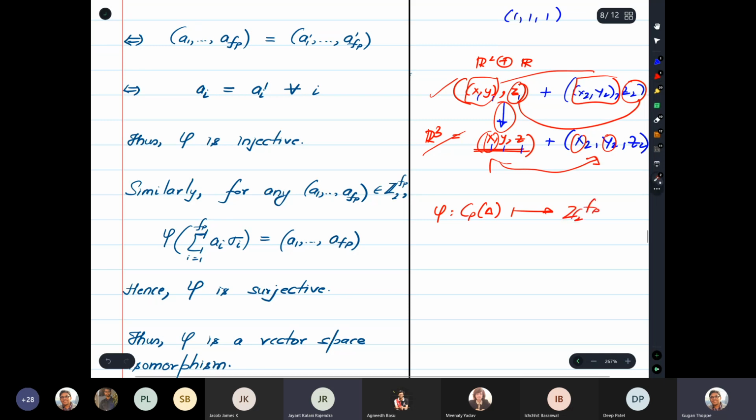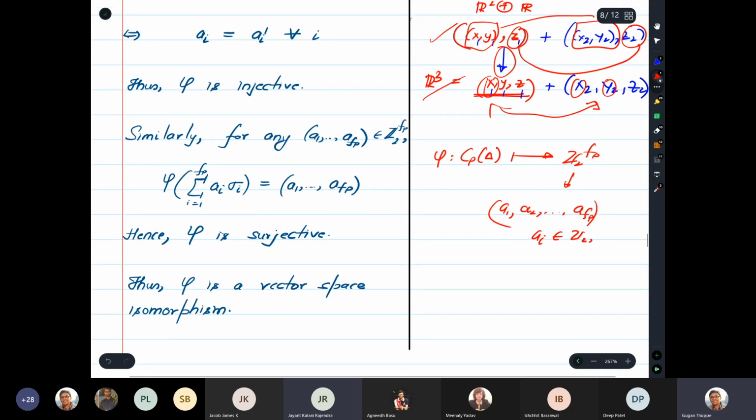So surjective means that every element in Z2^fp should have at least one element in C_p(Δ) which maps to this element. So let's pick an arbitrary element in Z2^fp, which is a1, a2, and so on, all the way up to a_fp, where each a_i is an element in Z2. Right, so this is an arbitrary element in Z2^fp, and now you have to give me an element in C_p(Δ) such that under phi that element gets mapped to this.